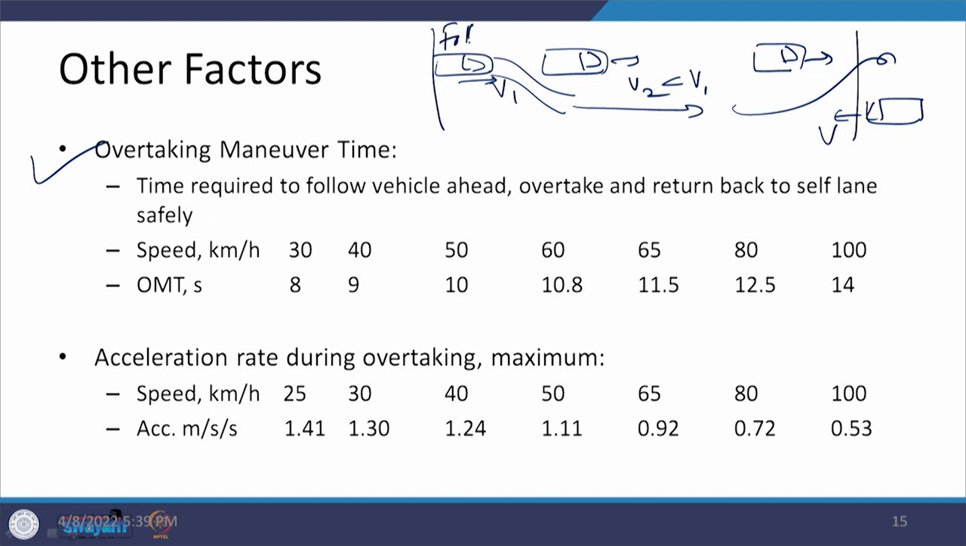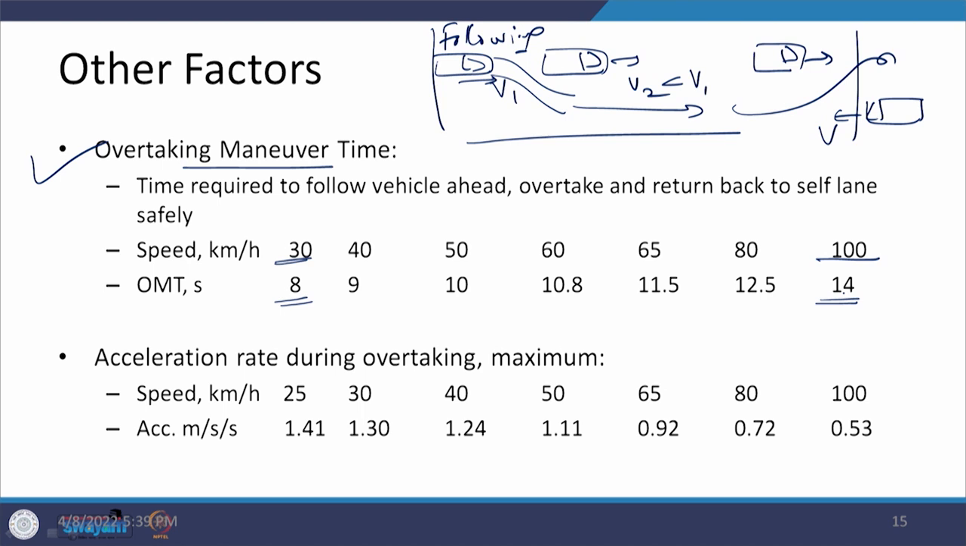So when you start following the vehicle, overtaking, and coming back, the following is also part of it, because you have to see whether the opportunity for overtaking is there or not. All of these things taken together make up the overtaking maneuver time. This time is correlated with the speeds. For a speed of 30 kilometers per hour it is defined as 8 seconds, but at 100 kilometers per hour it is 14 seconds. This is one value we will be using when we talk about the calculations of overtaking maneuver time.